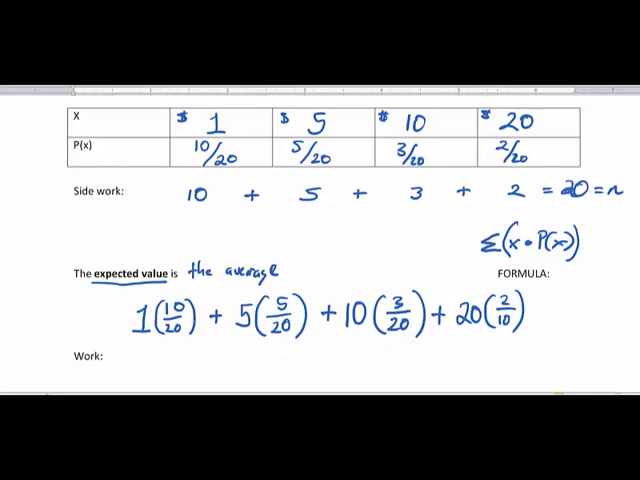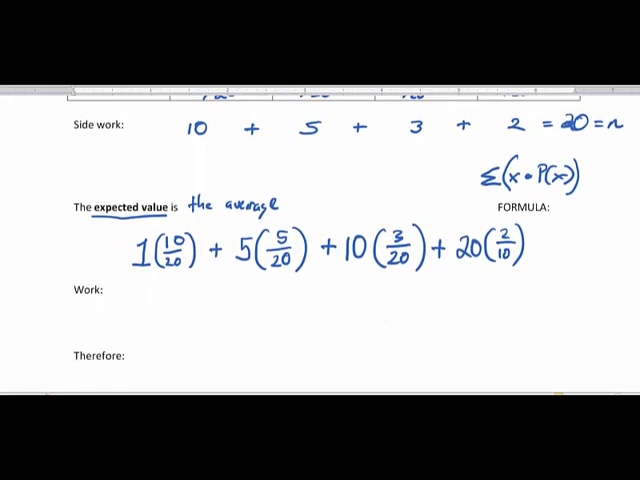Now, when you type this into the calculator, make sure that you use the parentheses keys. That's above the 8 and the 9 key on most graphing calculators. And then put the division sign as your fraction bar. If you type this in correctly, you get an answer of 5.25, which is $5.25.